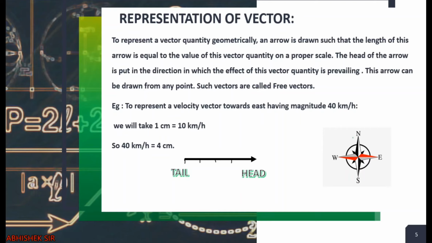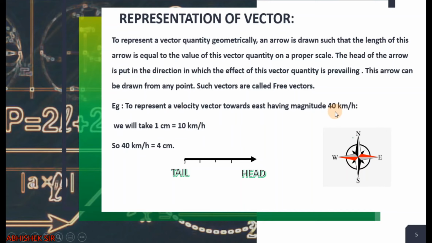Now let us take an example where we will be drawing a velocity vector and it is towards the east and the magnitude is 40 km per hour. So magnitude as well as direction we have. Now for your convenience I have shown the figure of the directions east, north, south and west. So let us first decide the scale. Okay, 1 centimeter will be equal to 10 km per hour. 1 centimeter is representing 10 km per hour.